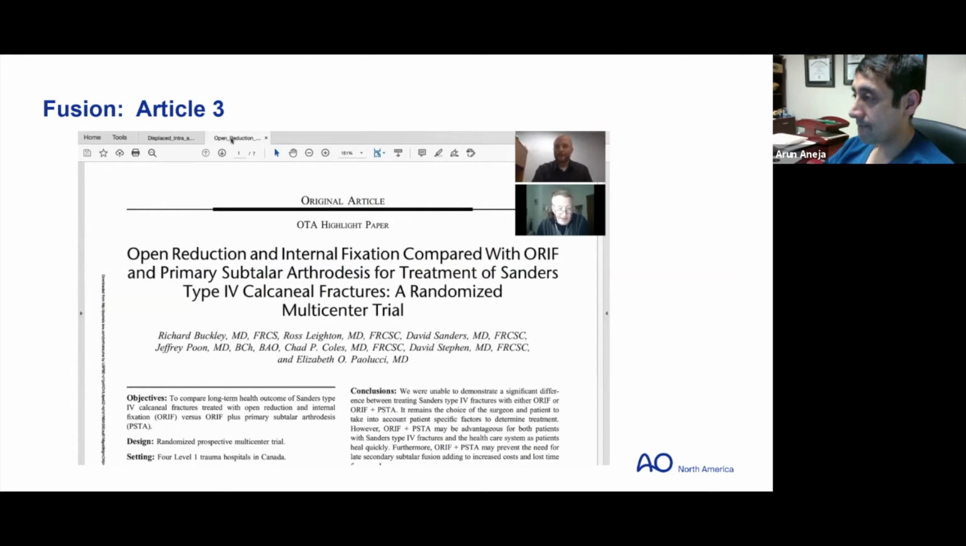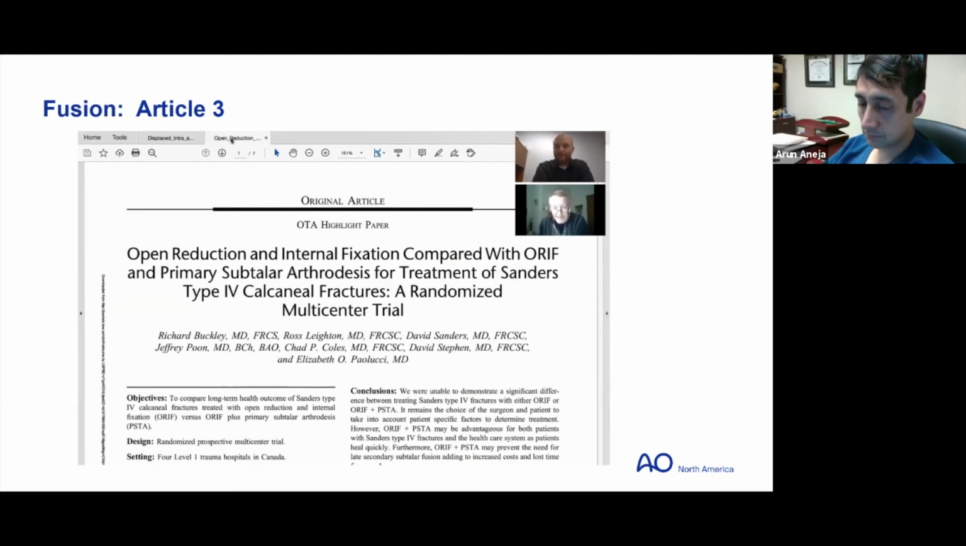And in certainly my mind, there is a group of Sanders 4 patients that will then go on to late fusion. We didn't have that many in this study because we didn't have a lot of patients overall, but we know that the Sanders 4 occasionally will go on to second surgery, needing a fusion. Why not do that primary fusion?